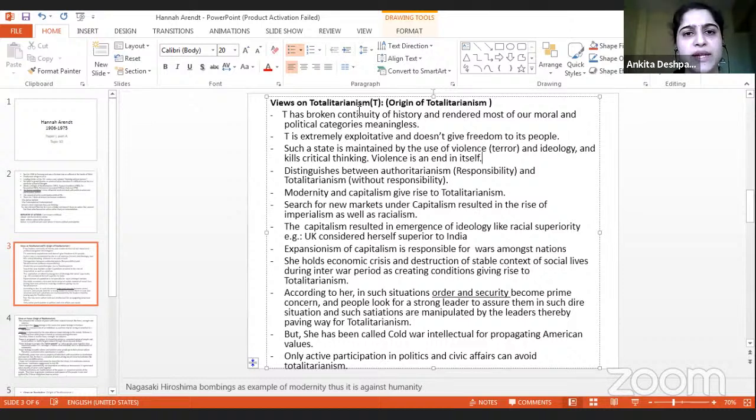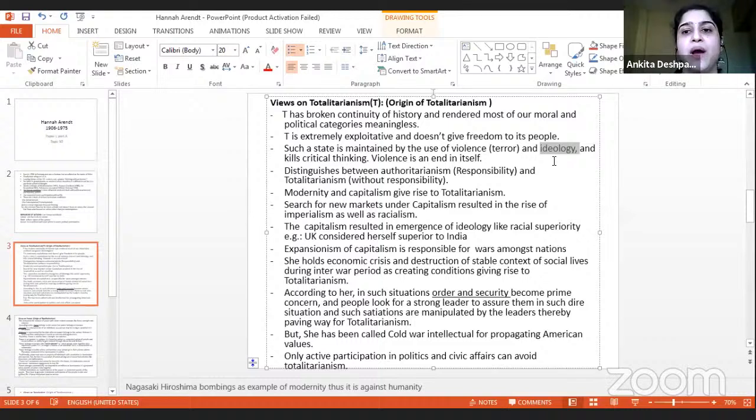So how does a totalitarian state maintain itself? Hannah Arendt says through violence, through terror, through an ideology. What was the ideology of Nazism? Nazism's ideology was racial superiority. Hitler believed that Germans were racially superior to the Jews and to other people. So this was an ideology. So she says totalitarian states or totalitarianism is basically maintained by violence and by an ideology.